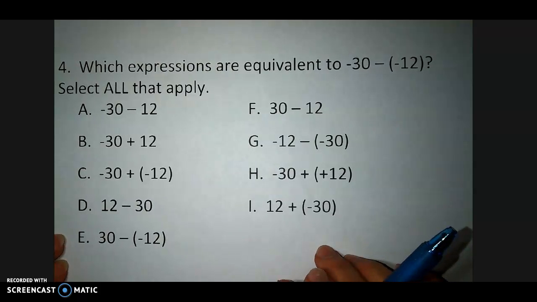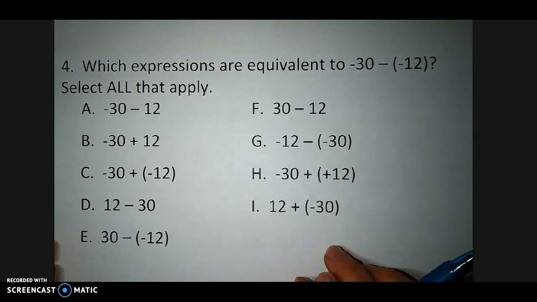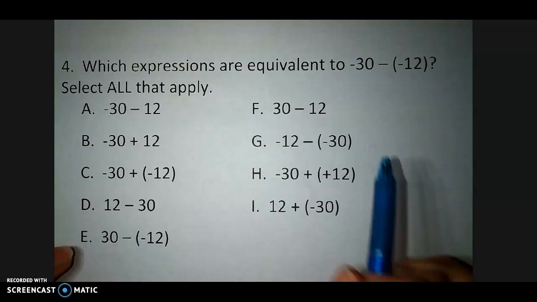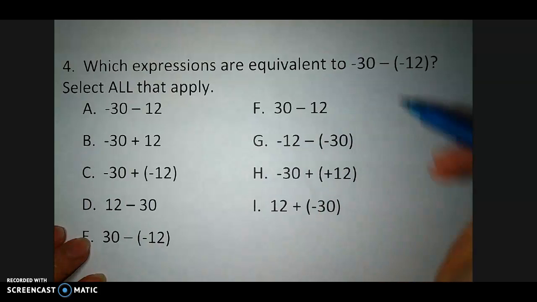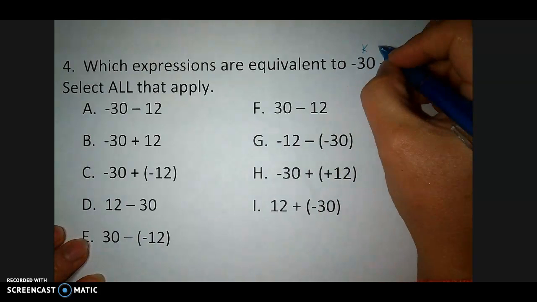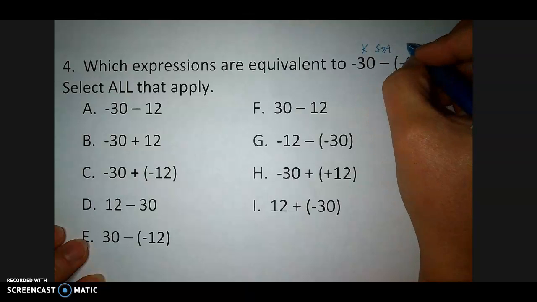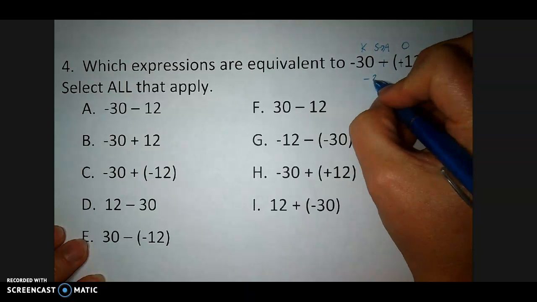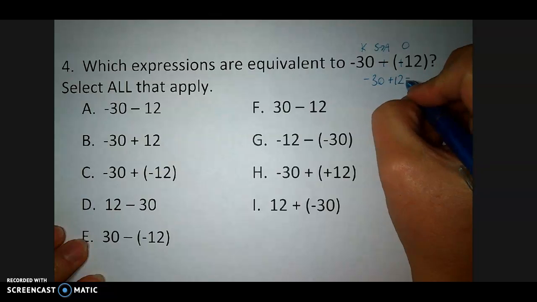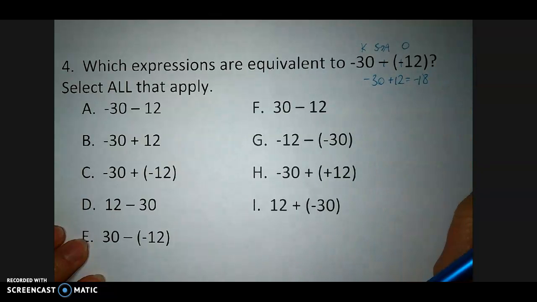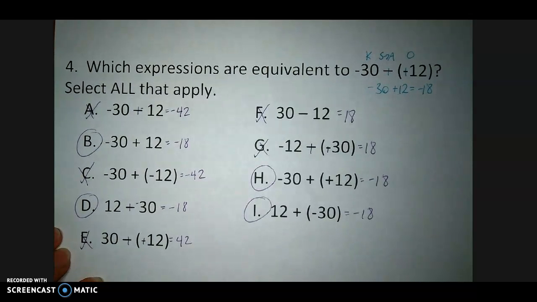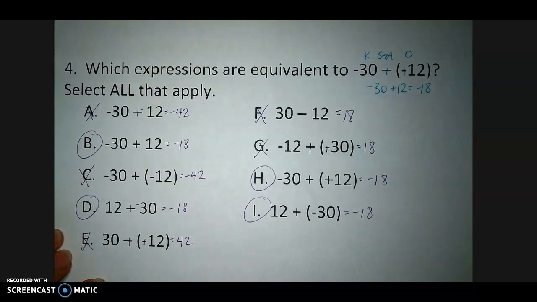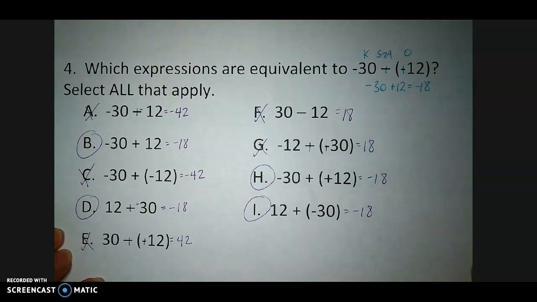This last page, remember, make sure you're copying these all down in your math notebook. I want you to try this one. We've got -30. We're going to keep it. We're going to change subtraction to addition and get the opposite there. So -30 plus 12 equals -18. Pause this and see if you can figure out which ones are correct. Alrighty, go ahead and you can check these out. You can pause the video, make sure that you've written all this down, and let me know if you have any questions when we get back together.